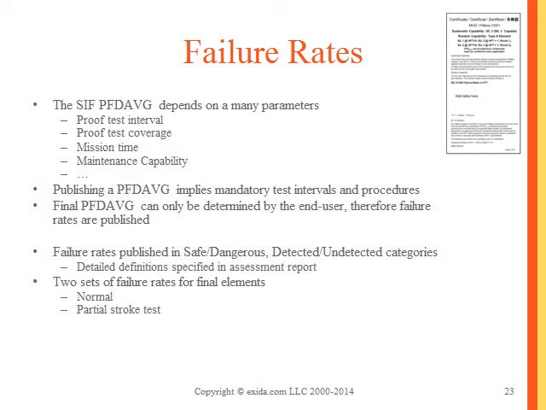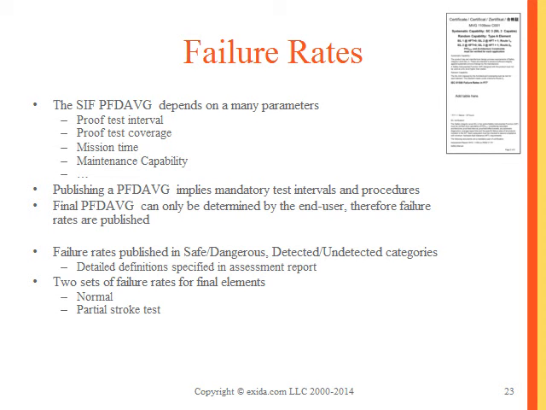And when we look at the failure rates, one of the things you will see is that we publish failure rates. We do not publish a probability of failure in the month. Why don't we? Because it depends on many parameters: approved test interval, approved test coverage, mission time, maintenance capability, and many, many more.